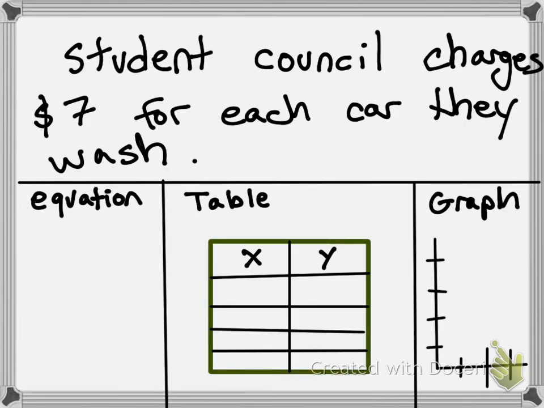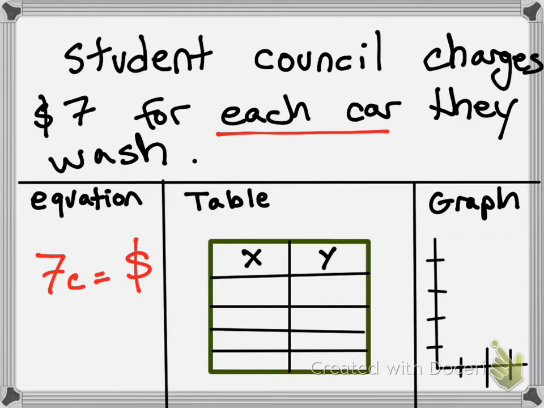Excellent. Now, sometimes you'll see different forms. And we saw this last night on our homework. You might see the word problem. You might be given a table and or a graph, but we're going to see the multiple representations that we would get from this word problem. Student council charges $7 for each car they wash. What is the equation, Gore? Perfect. So it's equal to 7C, where you're going to put the money sign. So the total dollars they get is equal to 7C. Excellent.